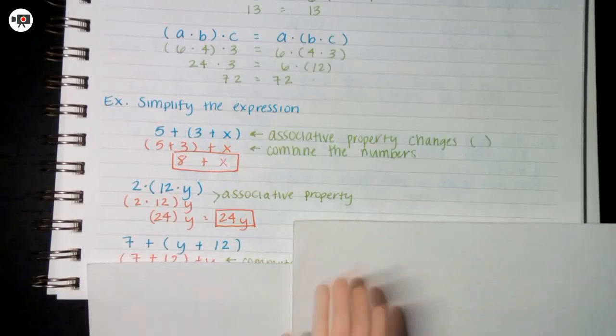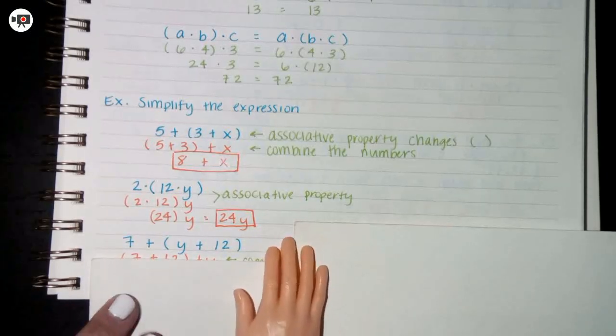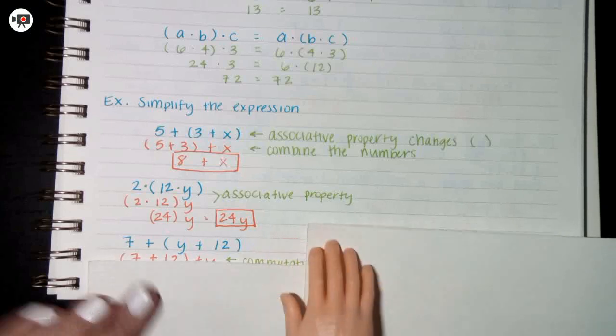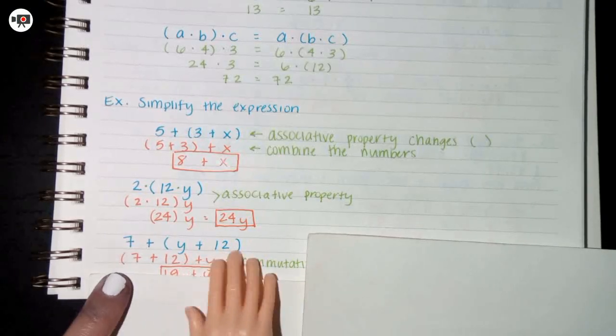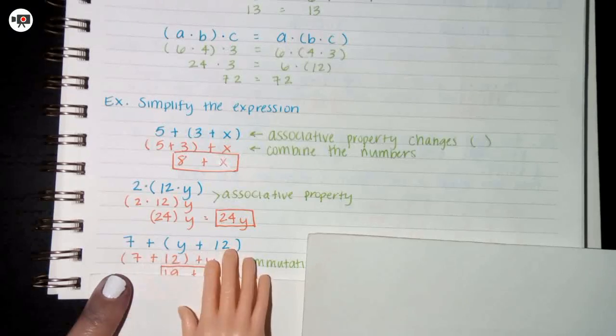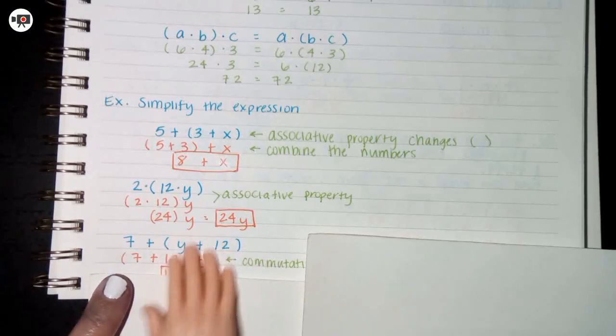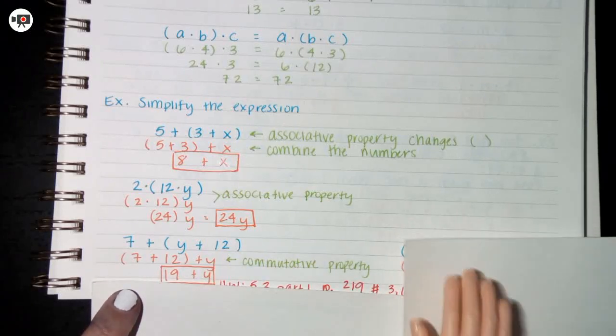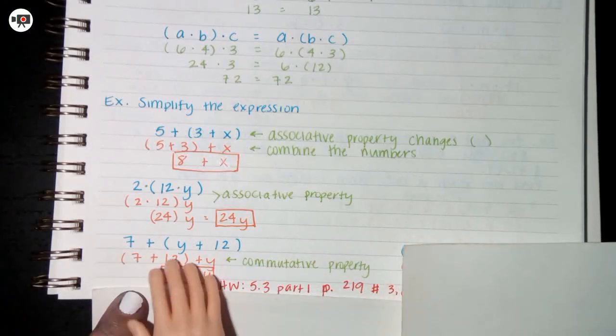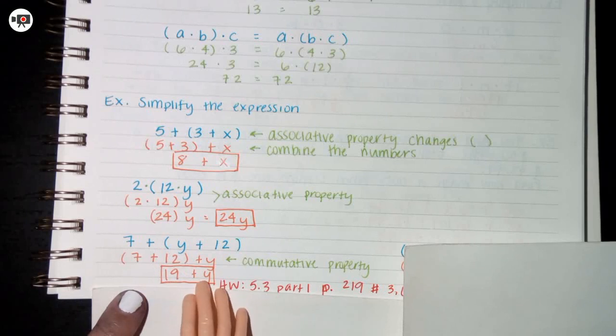And here I have 7 plus y plus 12. I'm going to change the order. I'm going to switch the y and the 12 and change the parentheses to be around the numbers. So this is commutative property and associative property. 7 plus 12 is 19 plus y.